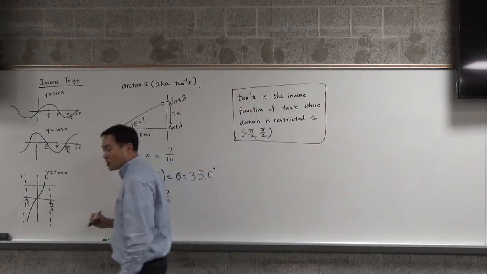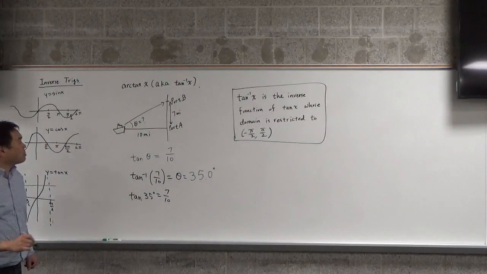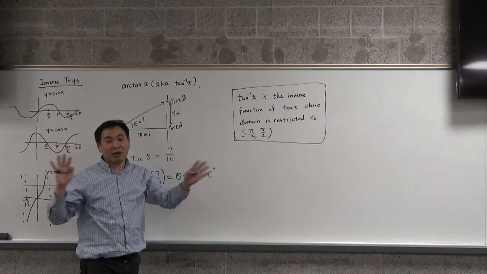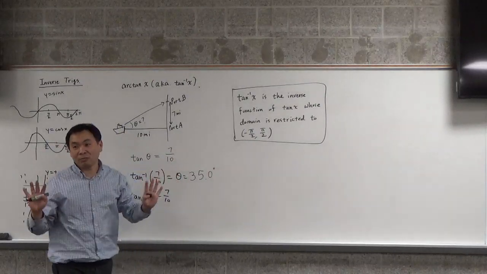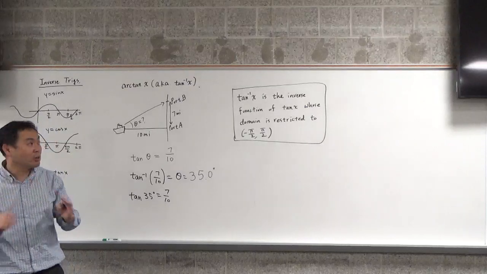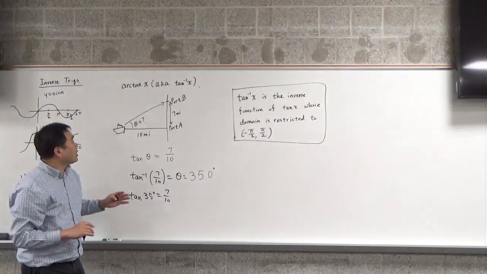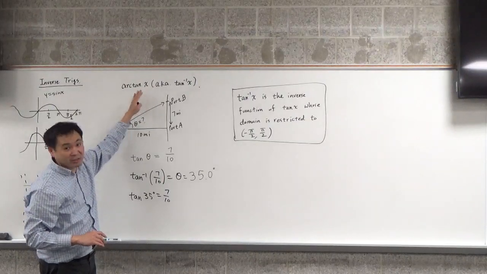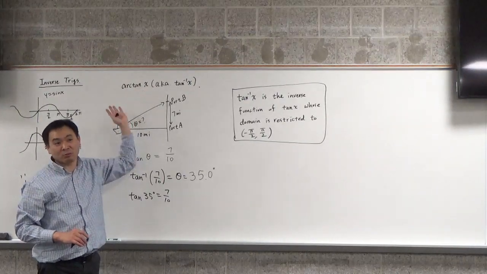And because of that, some people don't like the word tangent inverse, because the tangent function by itself doesn't have an inverse. It only has an inverse after you restrict it to a smaller domain. And that's why some people prefer to use the word arctangent over tangent inverse. And we end up using both.